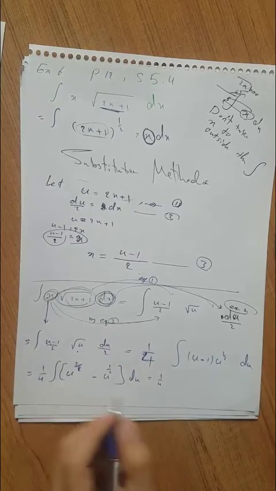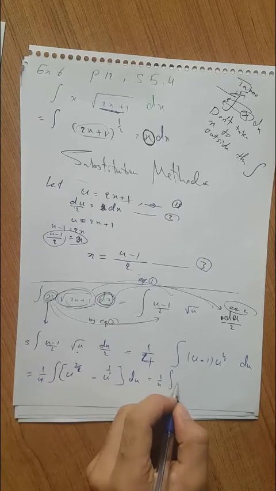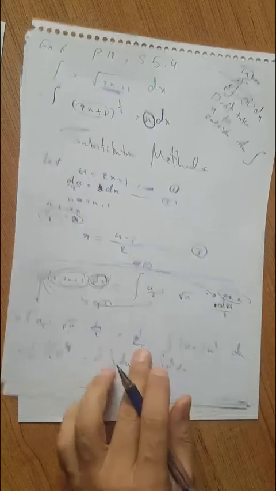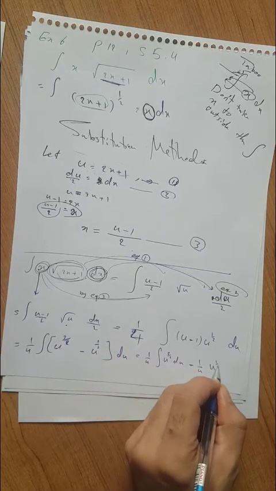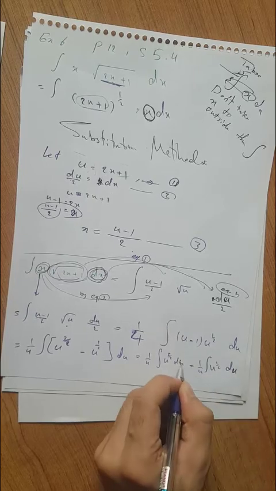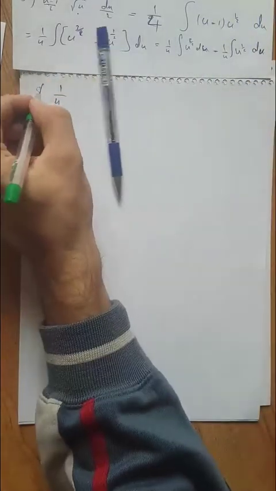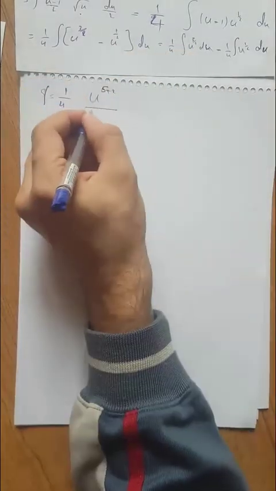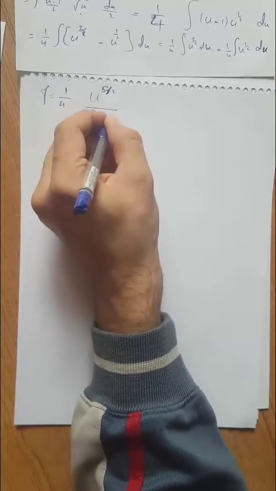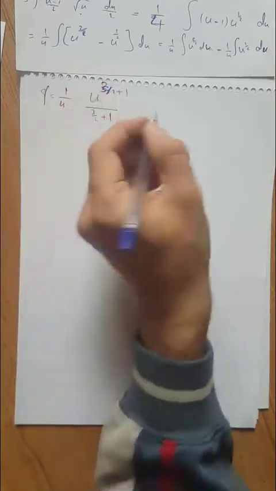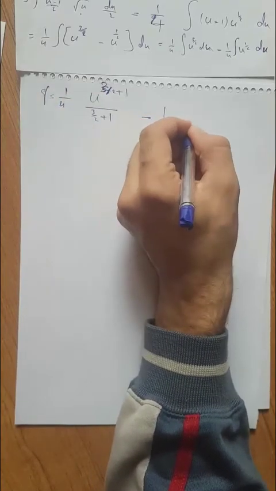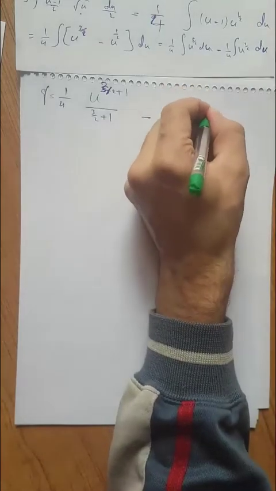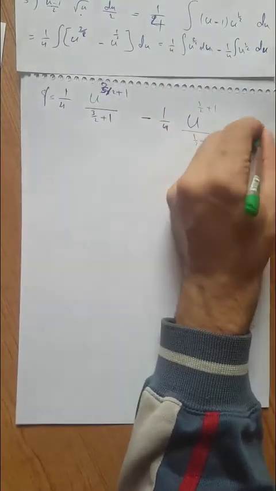Now it's time to separate the integral. Because we say the integral can be distributed over minus and plus du, okay? Now, this one is equal to, going to the new page, 1 over 4, and you know we will add to the power. 3 over 2 will be 5 over 2. Why? Because 3 over 2 plus 1, okay? Minus 1 over 4, and you know, u will be 1 over 2 plus 1, plus c.